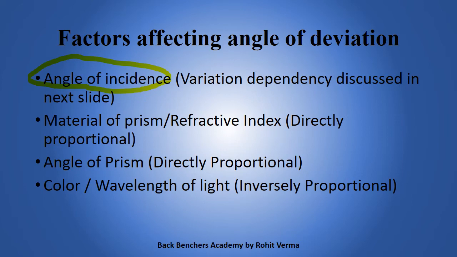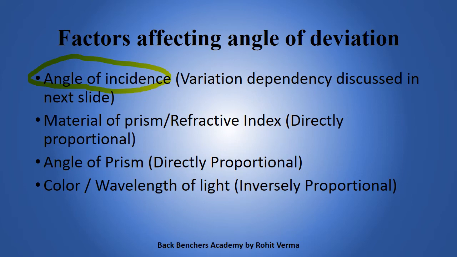Second thing is the material of the prism or the refractive index of the prism, where it is directly proportional, which means the more the refractive index of the prism, the greater its angle of deviation. The denser the prism, the more bending is caused by it.